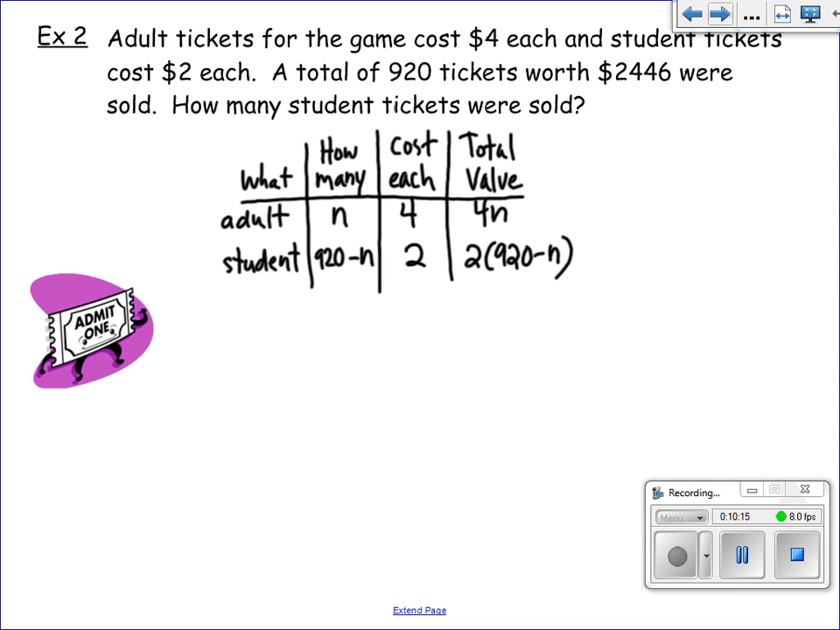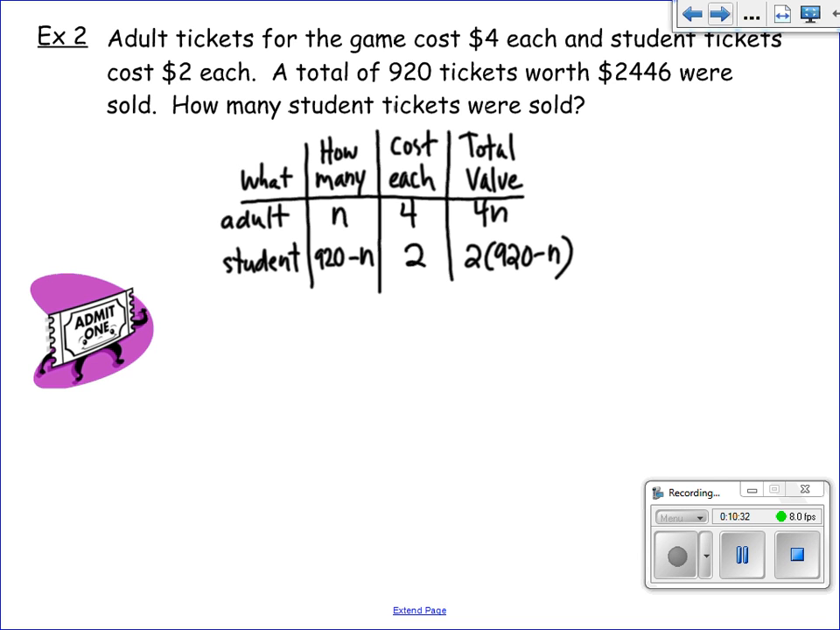4n plus 2, parentheses, 920 minus n, plus... What are we supposed to solve? Nope, not solving it, I just wanted you to verify what you thought the equation was. Really equals 2,446. Alright, Caitlin and Mike, you talked?